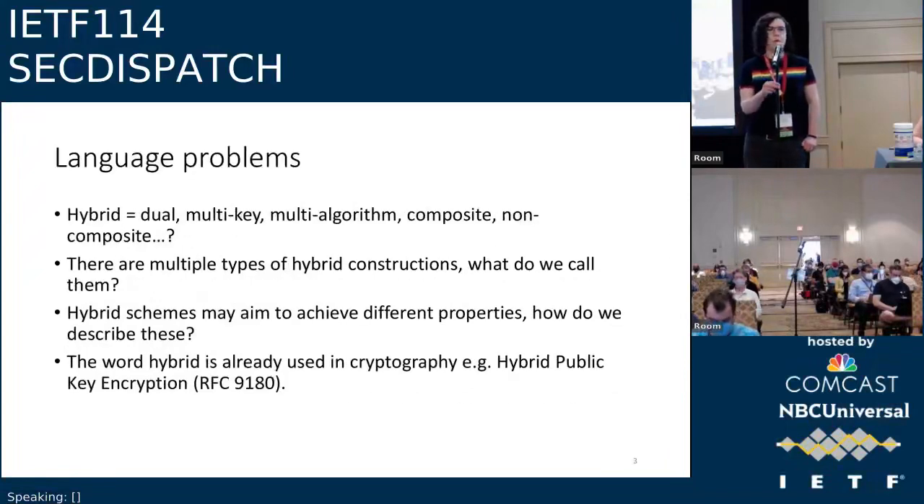Cool. So why do we need to talk about terminology? There's actually quite a few reasons for this. And I've tried to separate into some bullet points, but I suspect people can come up with more. So the first is we're using a lot of different words in different places. So you see the word hybrid, you see dual, multi-key, multi-algorithm, composite, non-composite. Sometimes we're using these as synonyms, and sometimes we're using them to mean subtly different things, like one will be a subset of another. And it actually varies from draft to draft how these words are being used. So it would be really useful if we could decide on a set of words and then use them consistently.